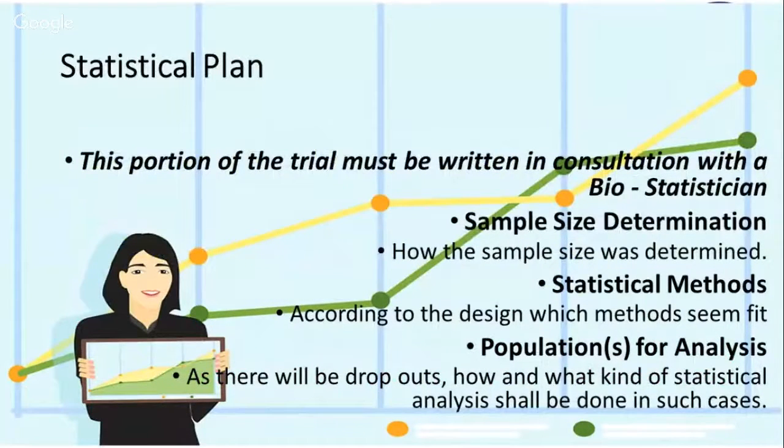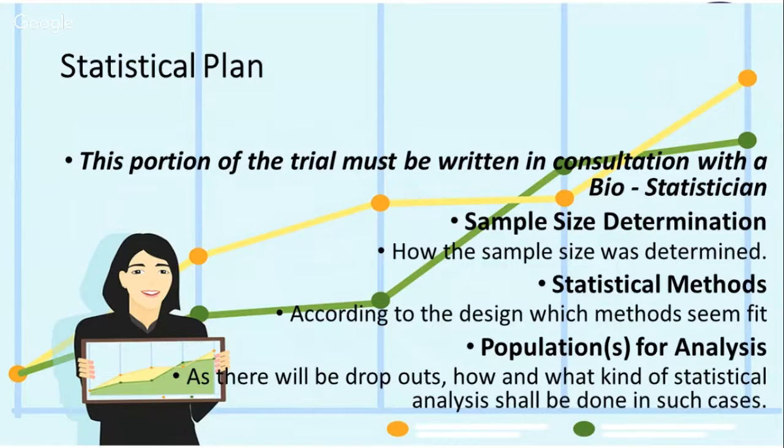The statistical plan must be written in consultation with the biostatistician, because he is the person who will help you with the sample size determination, how you would arrive at a sample size, and what statistical methods would be adopted according to the design, because you have given him a research question and an outcome. He will suggest that the expected results may be determined and processed according to this method, which becomes easier for studies in the longer run.